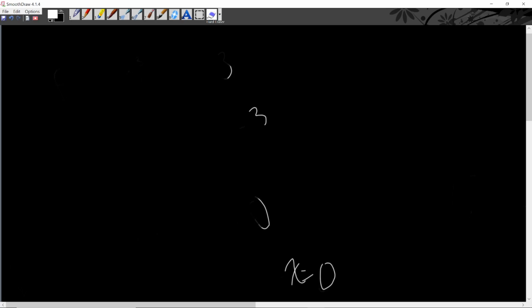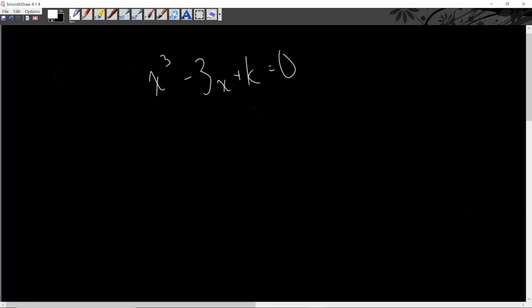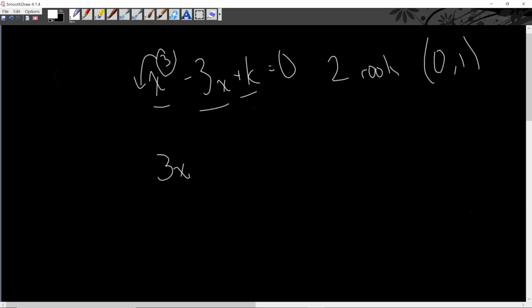This one's going to talk about roots. We have x cubed minus 3x plus k equals 0, and you have to find the values of k with which there are 2 roots on the interval (0, 1). So let's do the derivative. We'll have 3x squared minus 3, as we did: n equals 3, pull that out, 3 minus 1 is 2, so we have 3x squared, minus the derivative of x is 1, so 3.